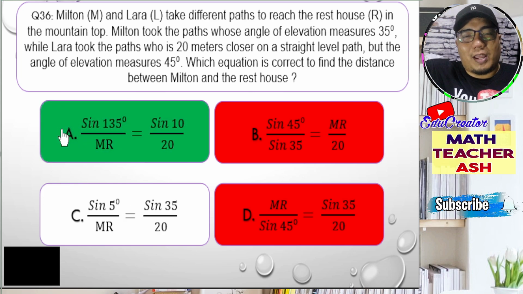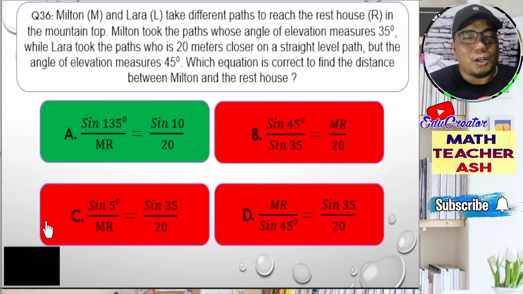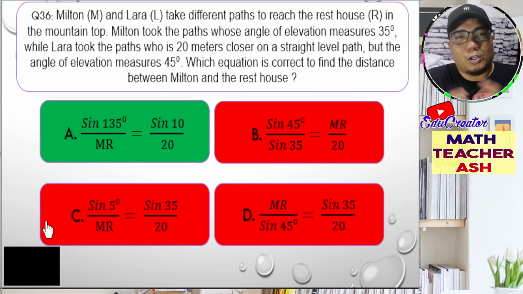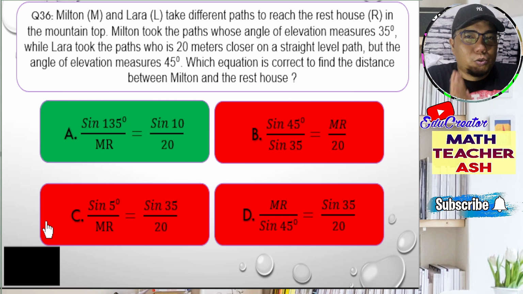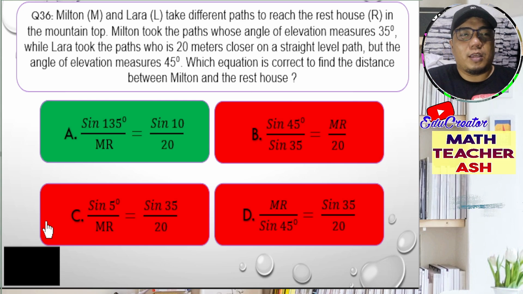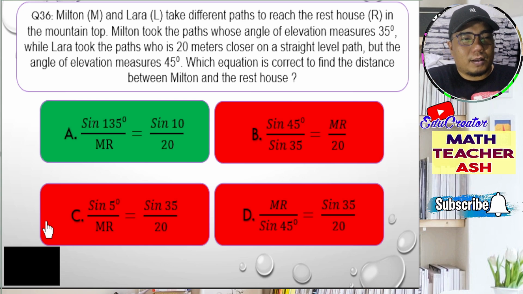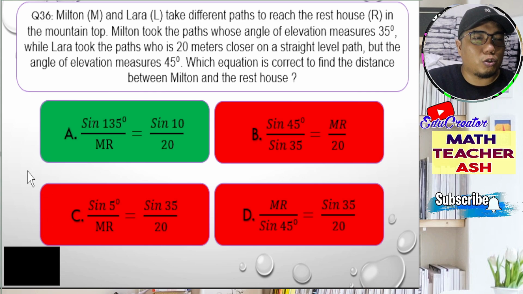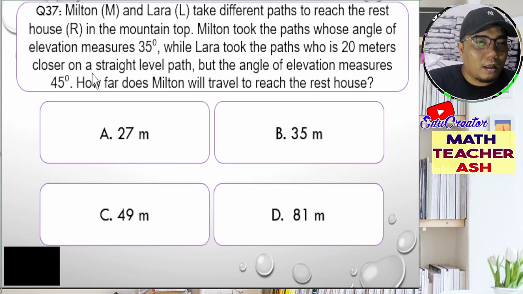Alright, we are correct, my dear math learners. So that's just it. If you know how to pair them, okay? By just using the correct pair, you can already guess and get the correct and probable answer for this question. Now, let us go to question number 37.